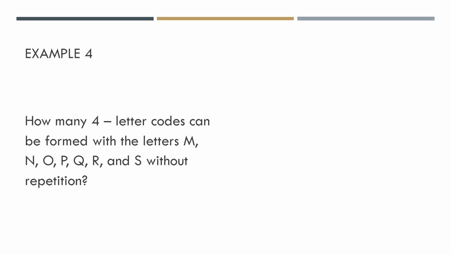Let's have another problem. The problem is almost the same as example number 3. However, here it is without repetition, so it is not allowed for repetition to happen. How are we going to do that? Technically, you still have the four blanks. However, we know that we have seven letters. So on the first blank, we could write seven.